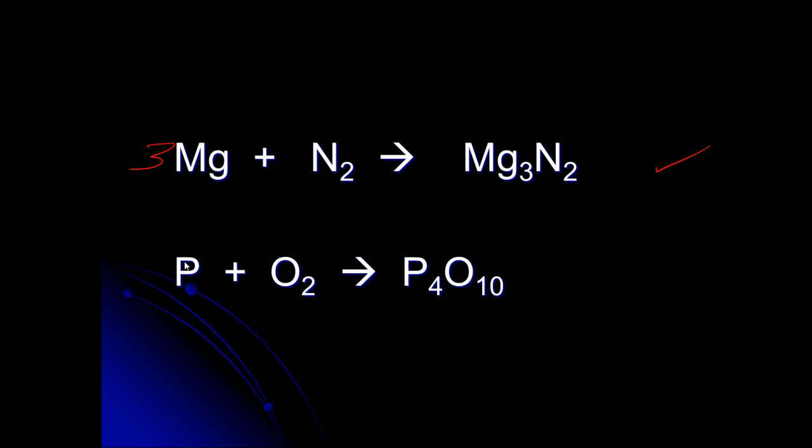All right, so to fix this one, I've got 4 phosphorus and 1 phosphorus right here, so I'll fix it by putting a 4 in front. Okay, and then 10 oxygens and 2 oxygens, so 2 goes into 10 5 times. So if I multiply 5 times 2, I get 10 oxygens. Okay, so those numbers in front are going to multiply on everything throughout.